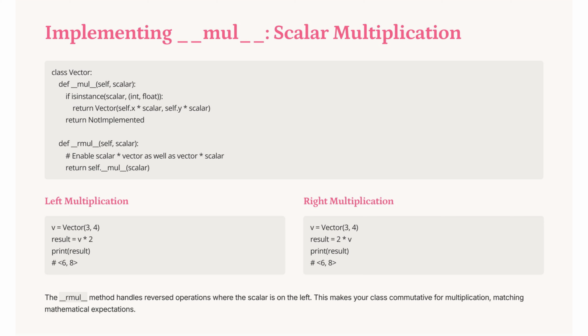If the scalar is not an int or float, NotImplemented is returned. The __rmul__ method ensures commutative multiplication, enabling both vector * scalar and scalar * vector operations, aligning with mathematical principles.